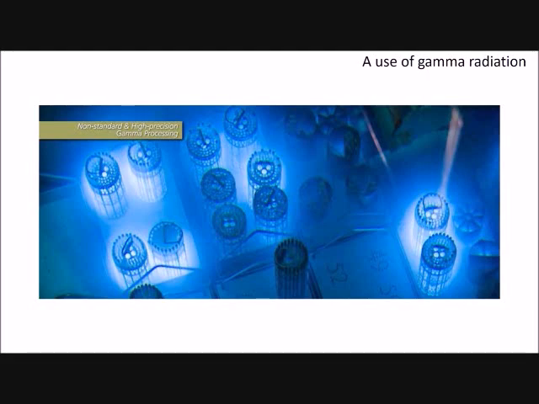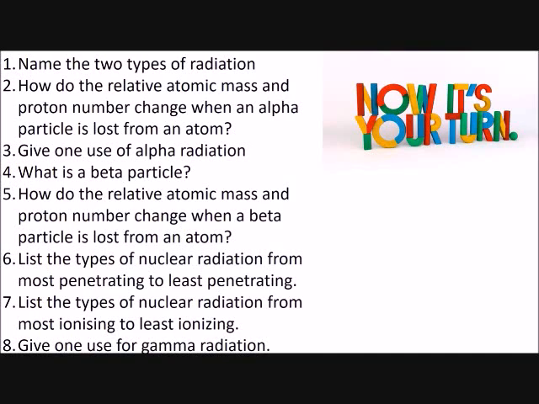One use of gamma radiation is in sterilization, so we can sterilize surgical equipment or even our own food. With a blast of gamma rays, we know that there'll be no bacteria or fungus causing decay and all that nasty food spoilage, so we can use it for sterilization. Okay, there we are, a very quick run through of the different types of radiation: alpha, beta, and gamma, nuclear radiation, and EM radiation as well.